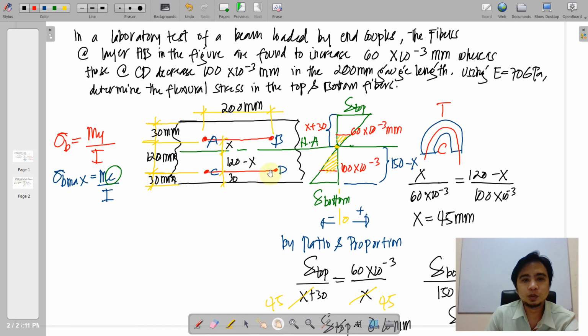So first you're going to need to locate the neutral axis and then obtain the maximum distance of these zones up to the neutral axis. So that will be our basis in calculating the maximum flexural stress on top and bottom fibers. So that's it for this problem, and I hope you will be ready for the exercises.